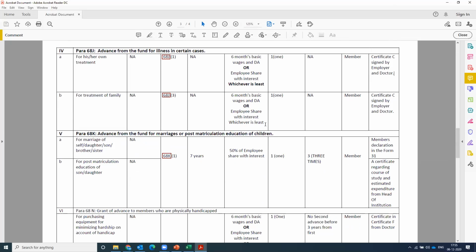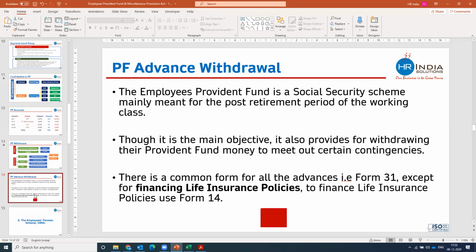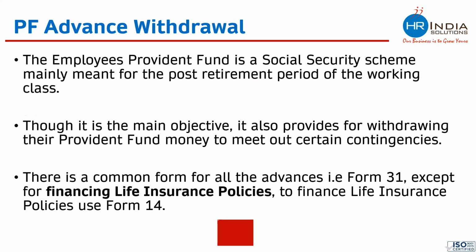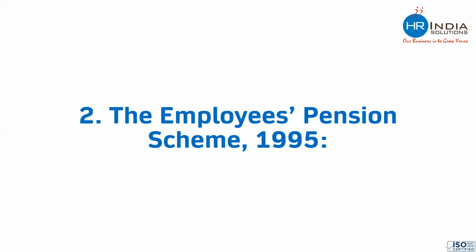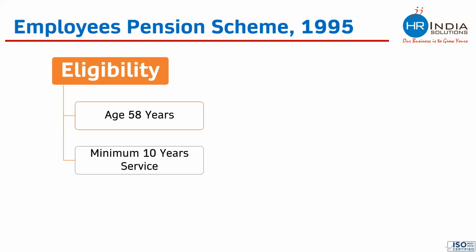All right, let's get back to the presentation. Okay, we have 2 schemes more left. Now, the second scheme is Employee Pension Scheme 1995. Like we have discussed, this scheme provides the retirement benefits, the monthly pension post-retirement of an employee, right?